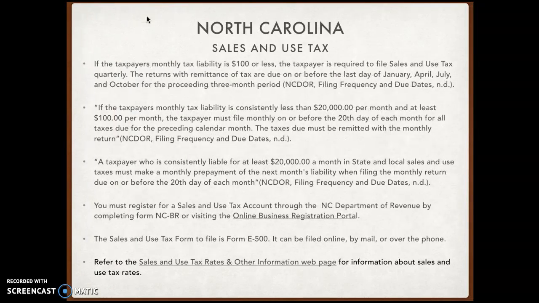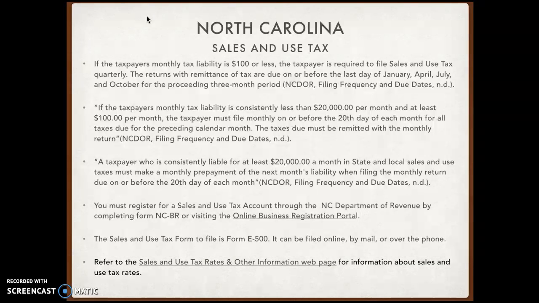If the taxpayer's monthly tax liability is $100 or less, the taxpayer is required to file sales and use tax quarterly. The returns with remittance of tax are due on or before the last day of January, April, July, and October for the preceding 3-month period.